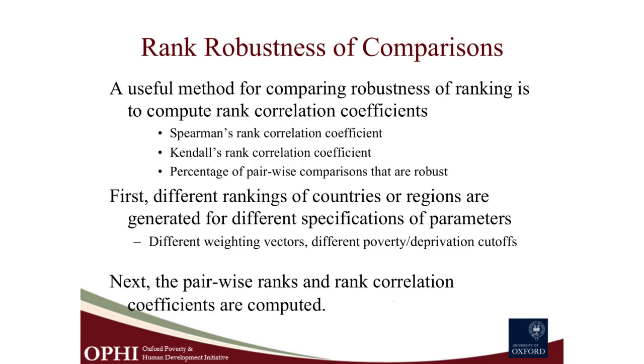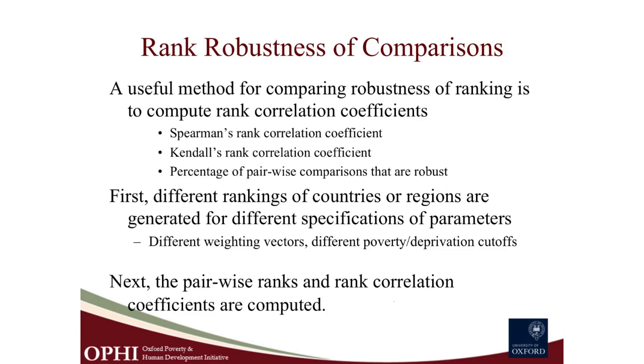And also you could look at the percentage of pairwise comparisons that are robust. So you take each pair, like dominance, you take a certain range, and then you see whether each pairwise comparison is statistically significantly robust in that particular range. So these are the 3 different ways. The last one has been implemented by Sabina and Mariema in their 2014 World Development paper.